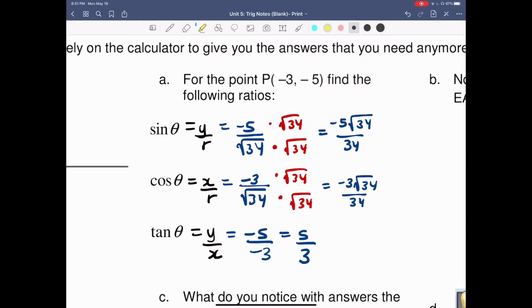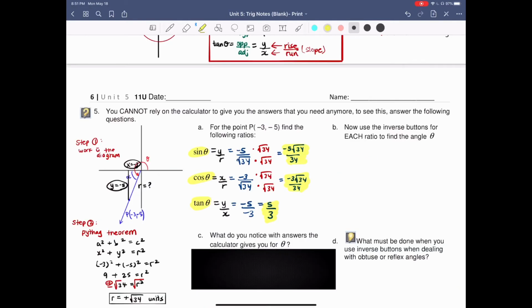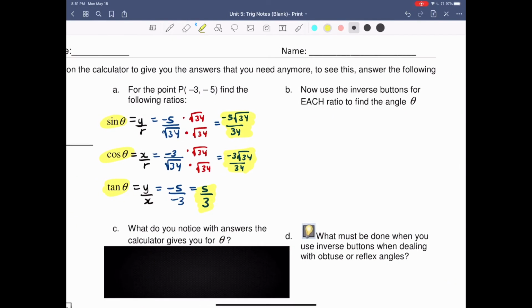And I know it's bad format to write it across. Right now we don't have room, but these are kind of our corresponding answers. Let's move on to B. Now use the inverse buttons for each ratio to find the angle.